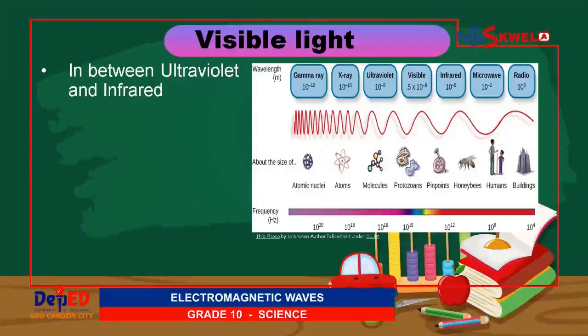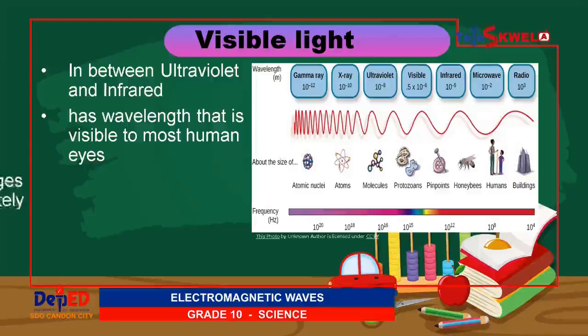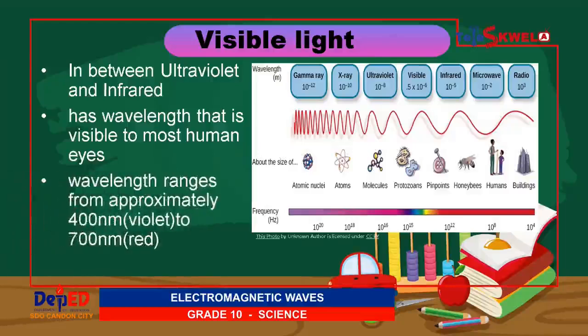Generally, visible light is defined as the wavelength that is visible to most human eyes. Essentially, that equates to the colors the human eye can see. It ranges in wavelength from approximately 400 nanometers, or 4 times 10 raised to negative 7 meter, which is the violet color, to 700 nanometers, or 7 times 10 raised to negative 7 meter, which is red.